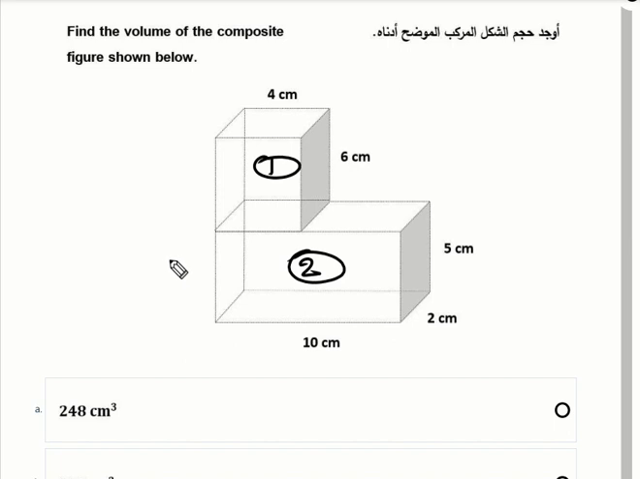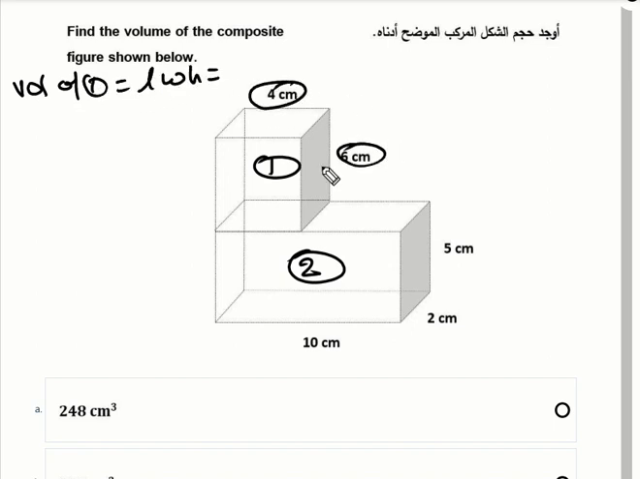Okay, so find both the volumes and make them plus. So for volume, what is the formula? Volume of one will be LWH. You see, one side we know, another side also we know, that is height.